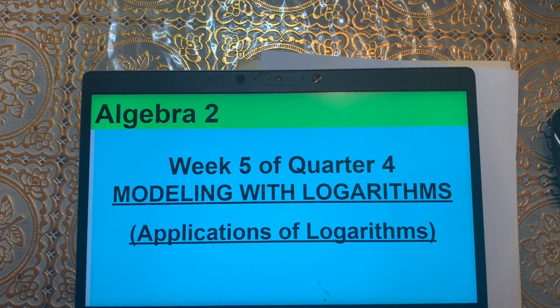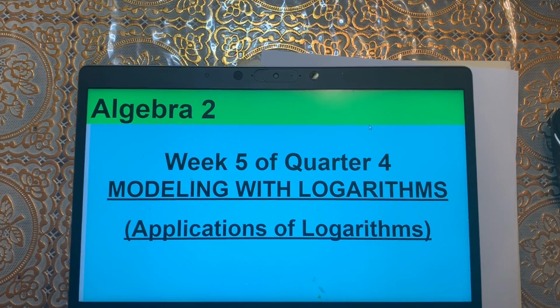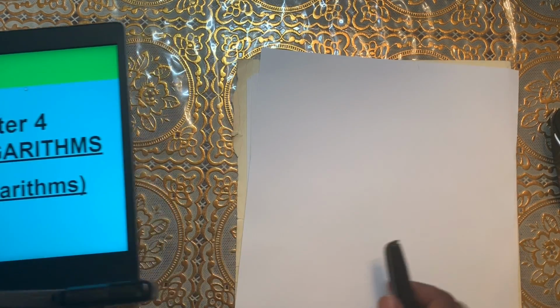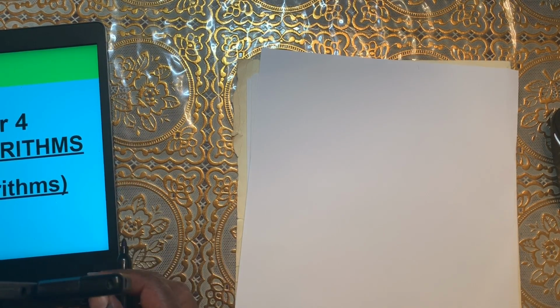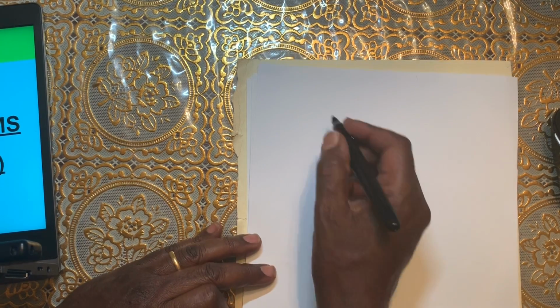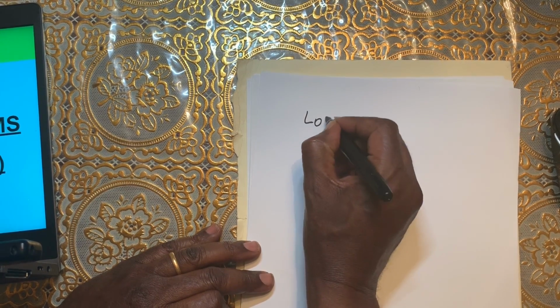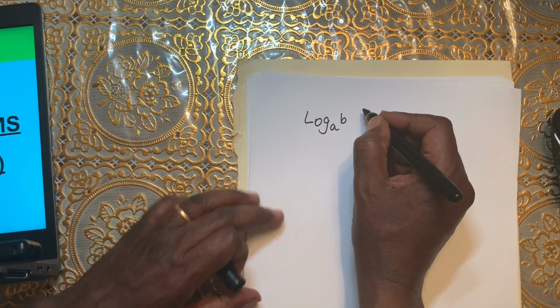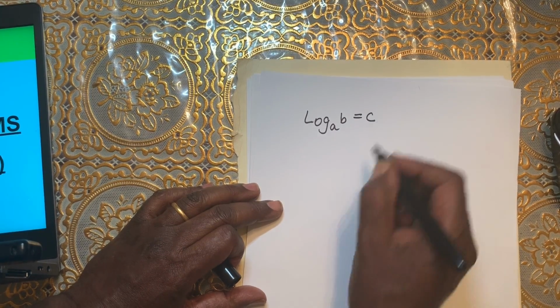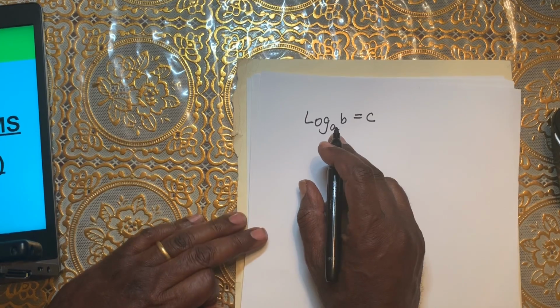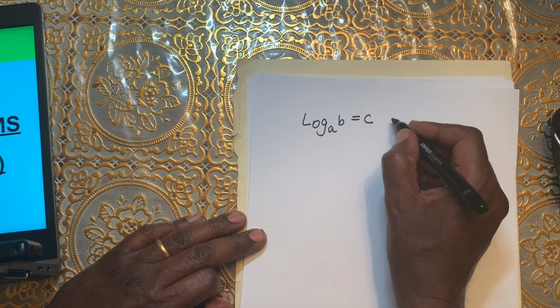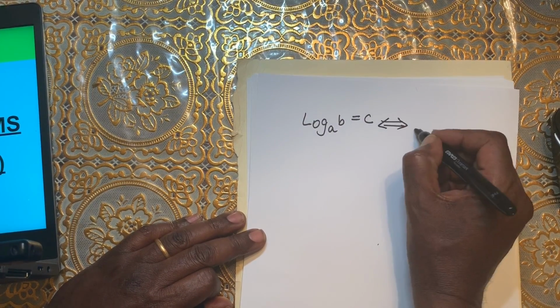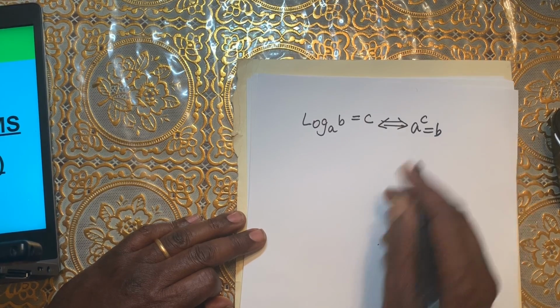Today our topic is modeling with logarithms. It is about application of logarithms. If you remember last week, we learned about changing between logarithmic and exponential expressions. We said log base b of a is c. If I have log base a of b is c, this can be changed to a to the power of c is b.